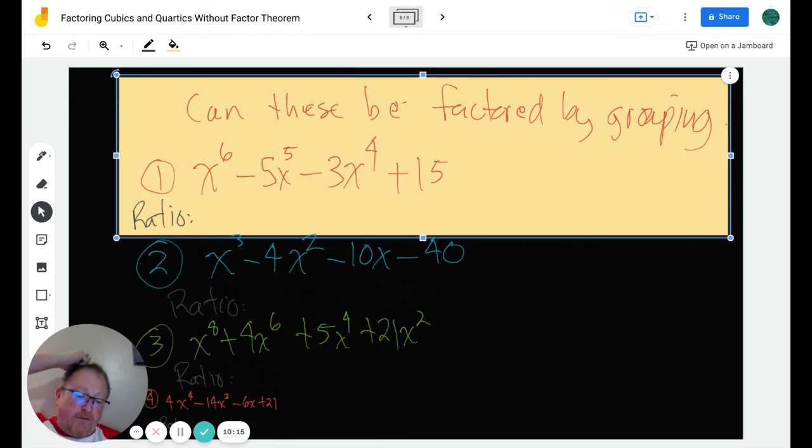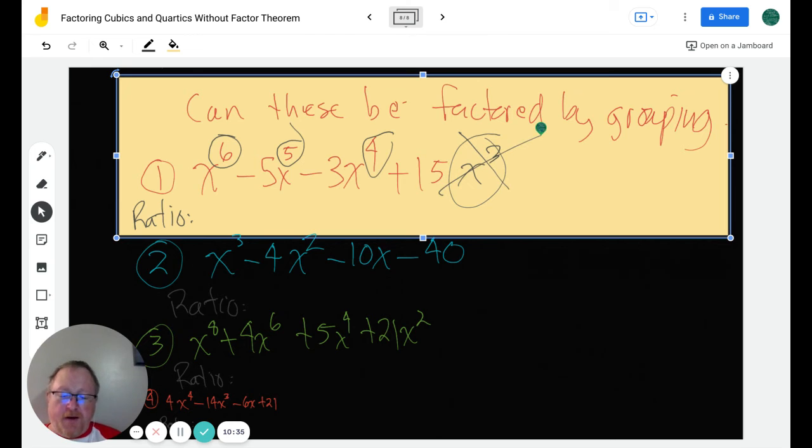X to the 6th minus 5x to the 5th minus 3x to the 4th plus 15. Oh, whoa, whoa. So this one here, it looks as though the ratios are correct, but there has to be some pattern in the exponents too, right? So look at this. 6, 5, 4. This would have to be x cubed. Since there's no x cubed there, we cannot factor it. Ratio doesn't even matter. I can't factor it because there's no pattern in the exponents. The exponents must also have a pattern. So we cannot use factoring by grouping on this one.